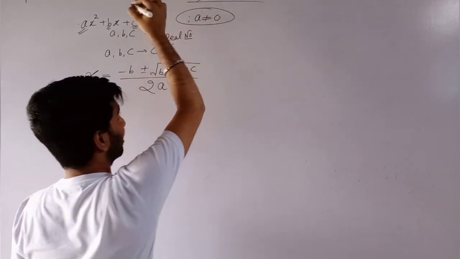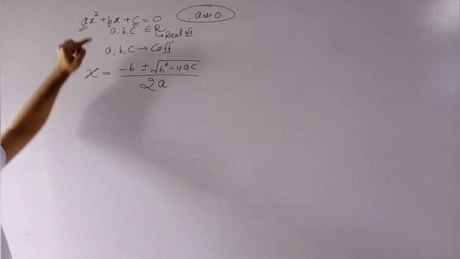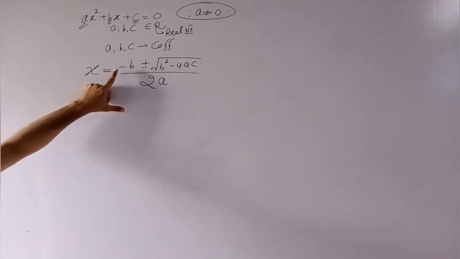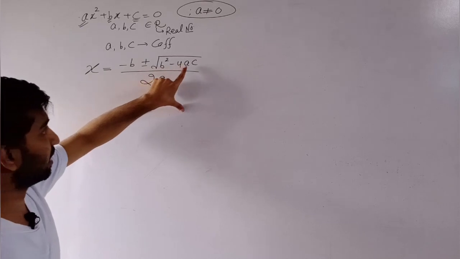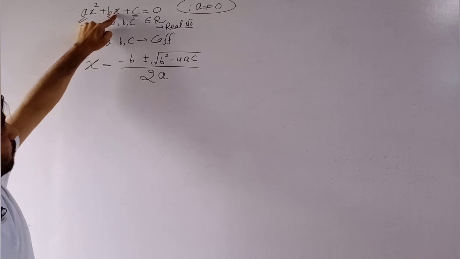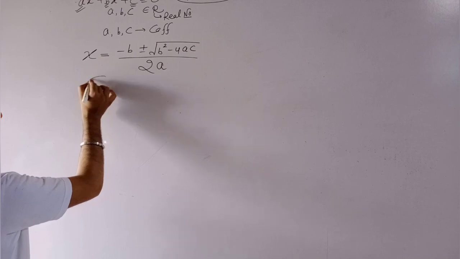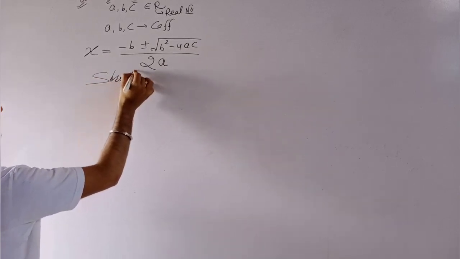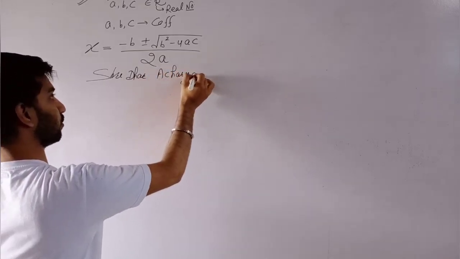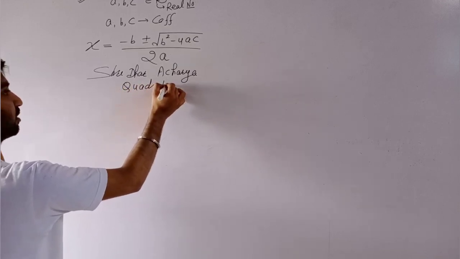This is an important condition that goes along with it. If we use perfect square method for this general form, then we can prove this formula that x is equal to minus b plus minus root of b square minus 4ac upon 2a. A is coefficient of x square, b is coefficient of x, and c is constant term. It is known as Sridharacharya formula, also known as quadratic formula.